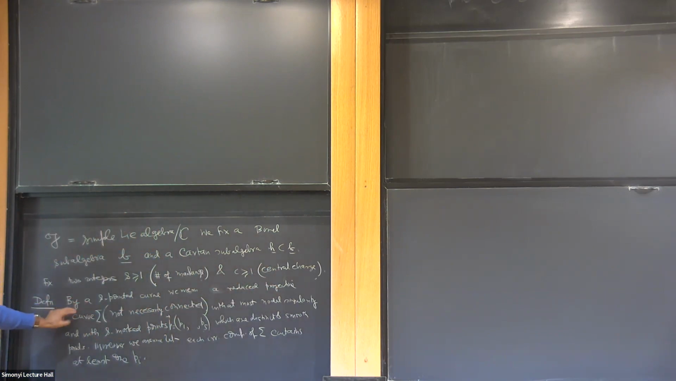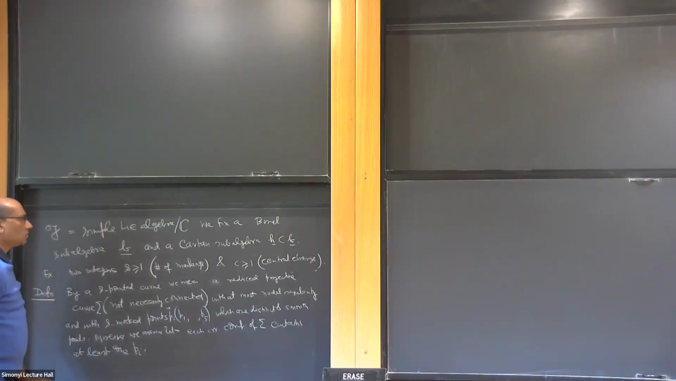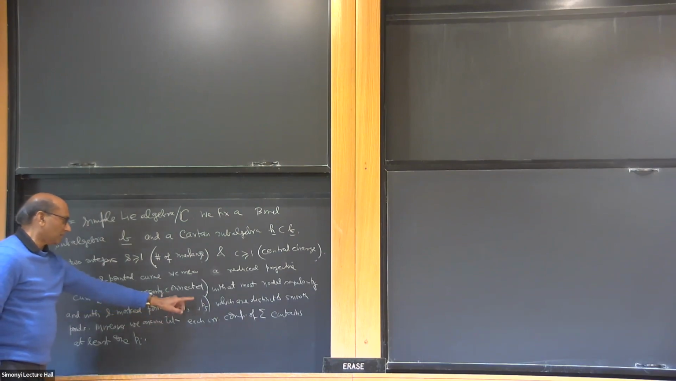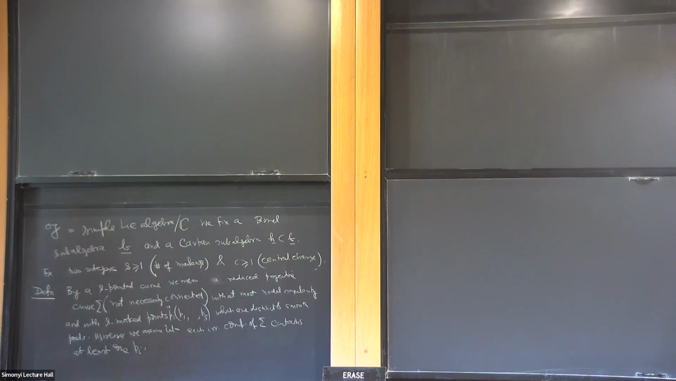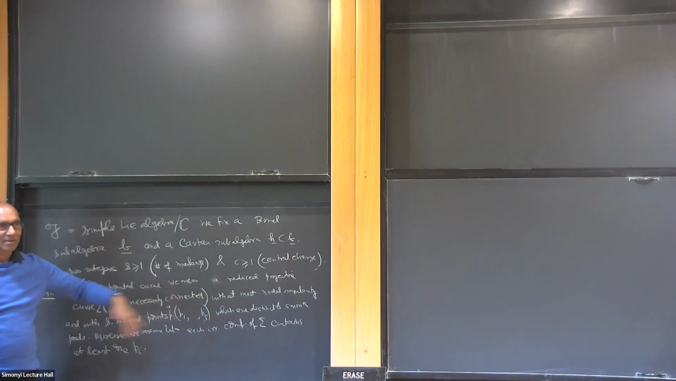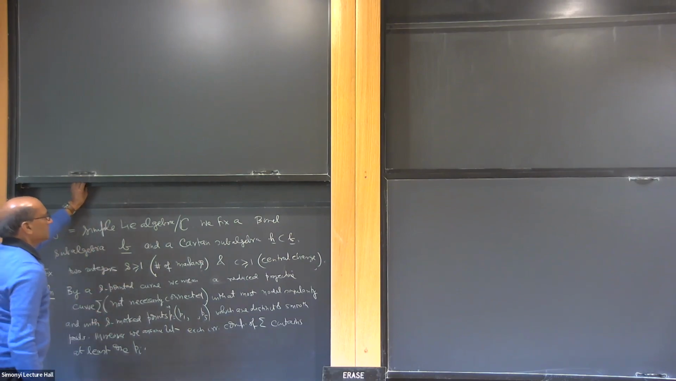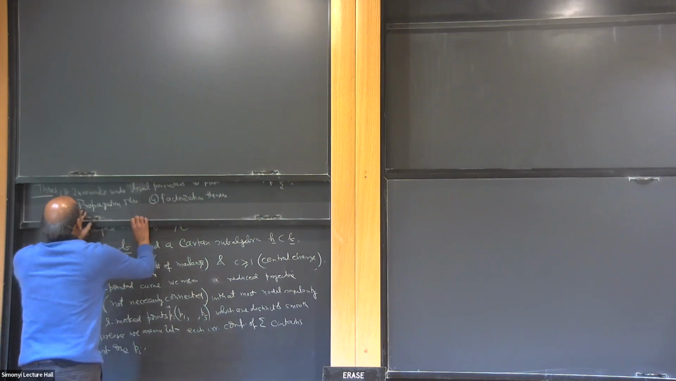Now by an S-pointed curve, we mean a reduced projective curve sigma, not necessarily connected, with at most nodal singularities, and with S marked points P1 through PS, which are distinct and smooth. Moreover, we assume that each irreducible component of sigma contains at least one Pi. We just want to ensure that sigma minus the set of the P's is an affine variety, because we will need functions there.